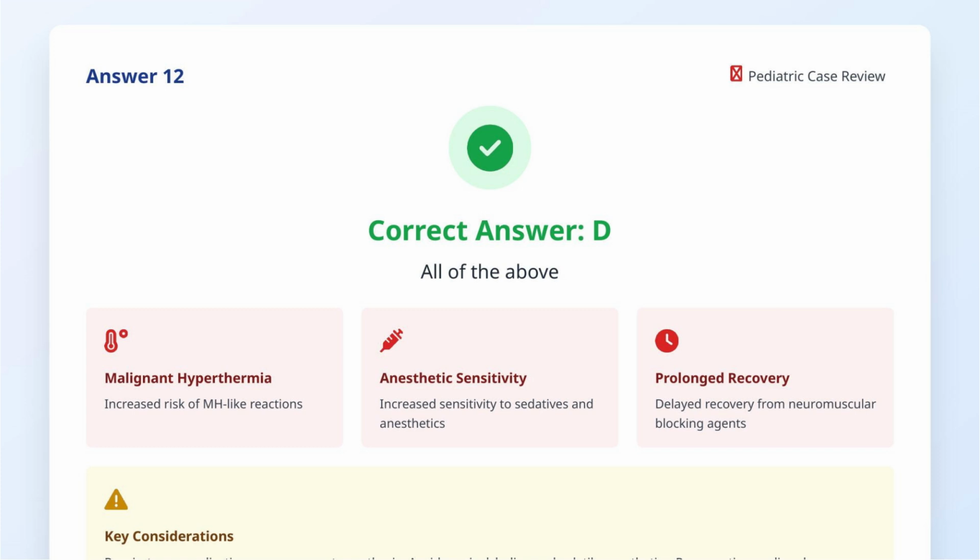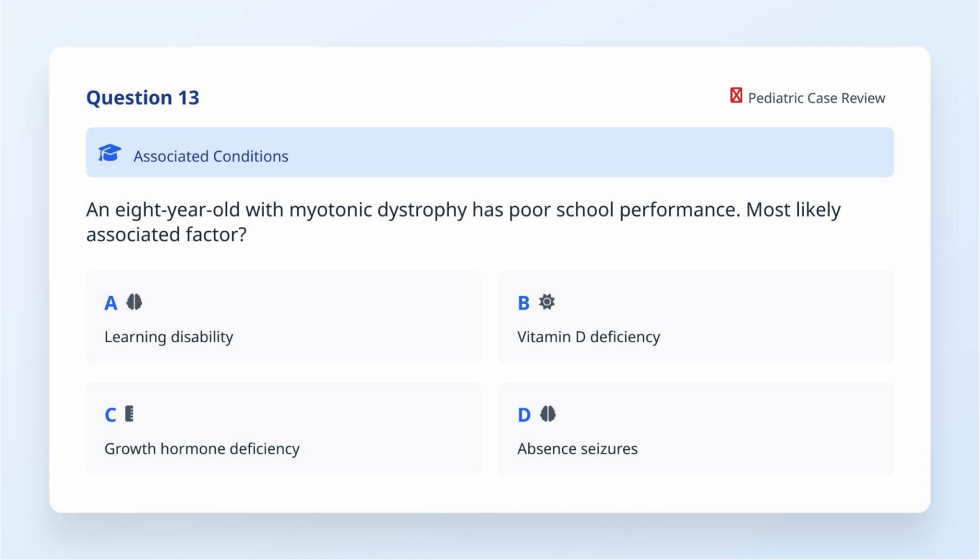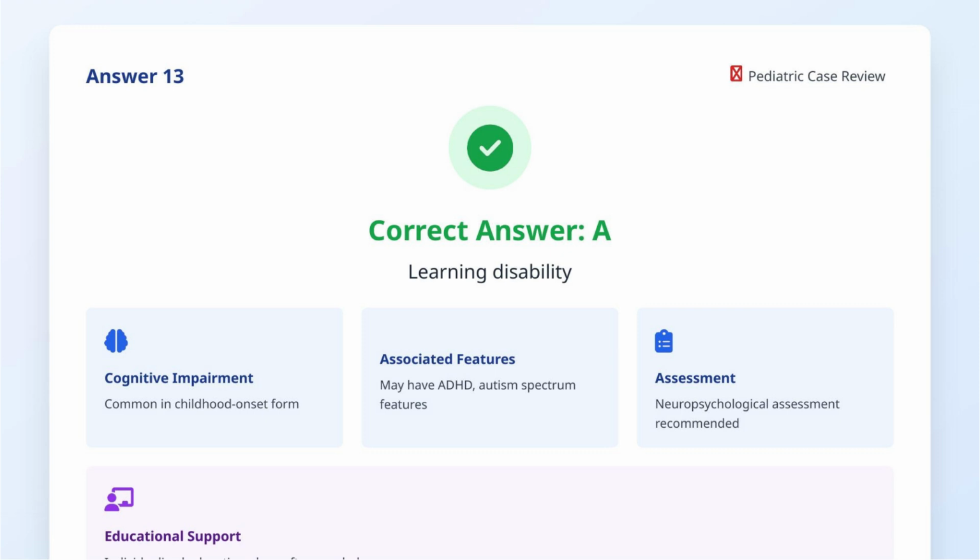pediatric anesthesiologists. An 8-year-old with myotonic dystrophy has poor school performance. What is the most likely associated factor? A. Learning disability. B. Vitamin D deficiency. C. Growth hormone deficiency. D. Absence seizures. The correct answer is A.